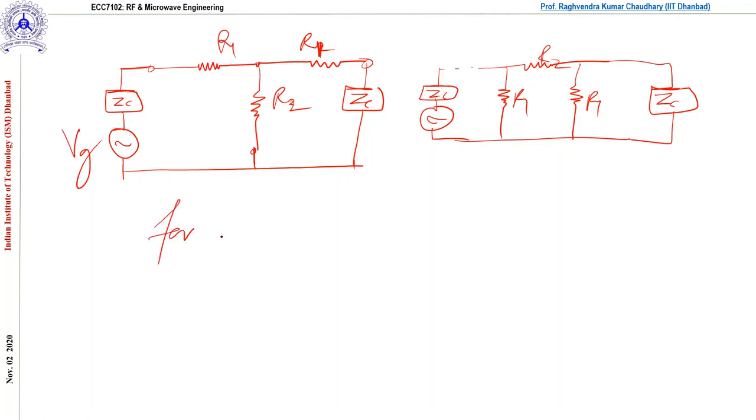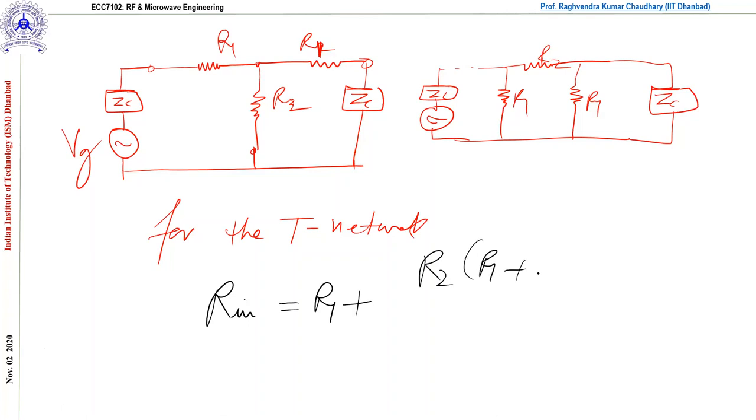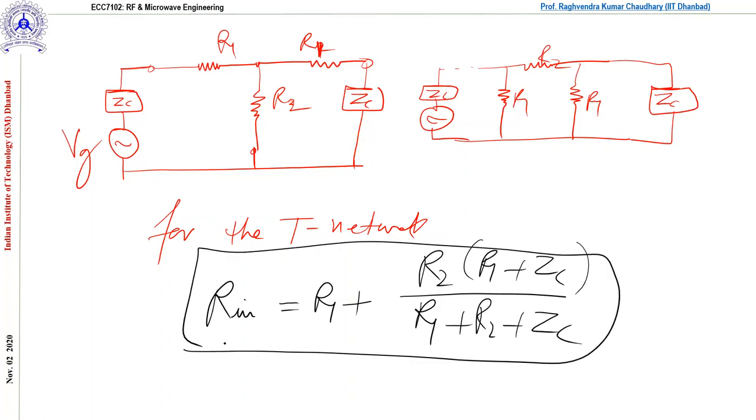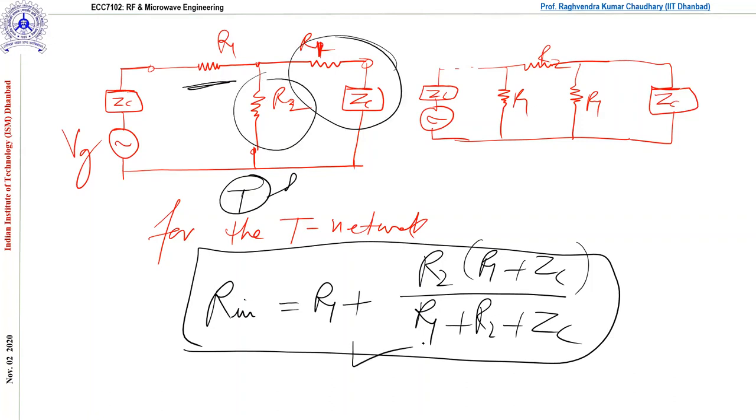Okay, so for the T network, we can write Rin equals R1 plus R2 in parallel with R1 plus ZC, that is, R1 plus R2(R1 plus ZC) over (R1 plus R2 plus ZC). This is not a big task for the T network: this arm and this arm are in parallel, and that is in series with this one. Now for Rin equal to ZC, we can write R1 plus 2R2 is equal to ZC square.